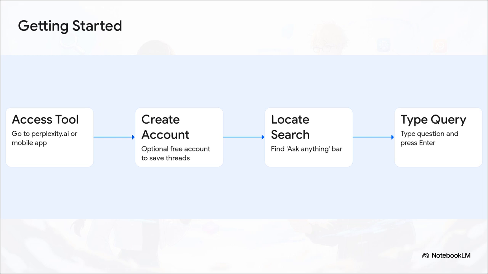Third, locate the main search bar in the center that says Ask Anything. And fourth, type your query. This is where it gets really fun. You can ask something as simple as, what's the current weather in Dhaka? Or something highly complex like, compare the economic impacts of remote work versus office work in 2026. Then, just press Enter. Once your answer generates, you're going to want to look out for this feature because it's crucial, the footnote numbers.